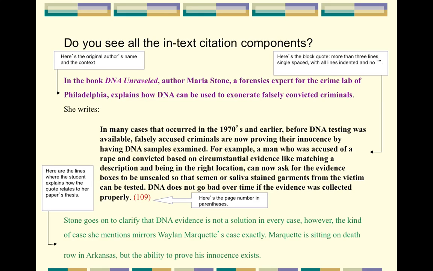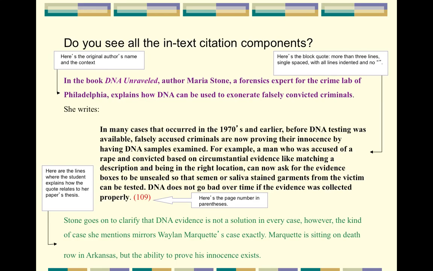Then at the end, we've got the page number, just like before, okay? And underneath, in these green sentences, we see why this is relevant to the person's argument. And what's interesting here is that if we read those green sentences, what we realize is that this paper really wasn't about DNA evidence.